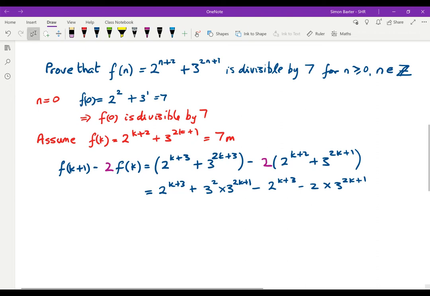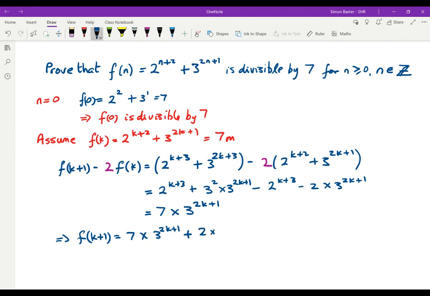Now we can see that the 2's are indeed disappearing. I've got 9 of these fellows, minus 2 of them. That leaves me with 7 of them. And once again, my 7 has just appeared by magic. We can now write f(k plus 1) is 7 times 3 to the 2k plus 1 plus 2 times, well, it's 2 times f(k).